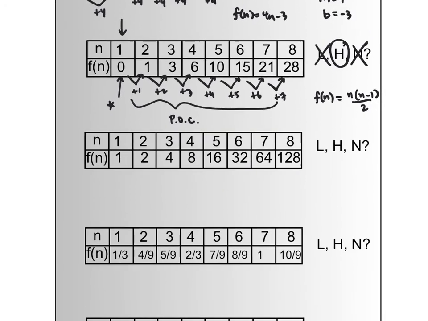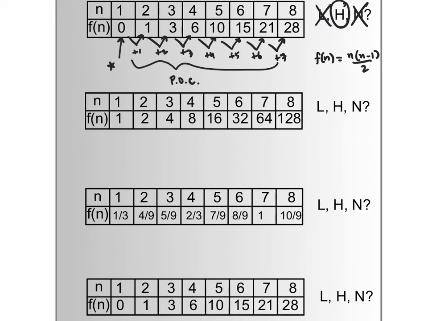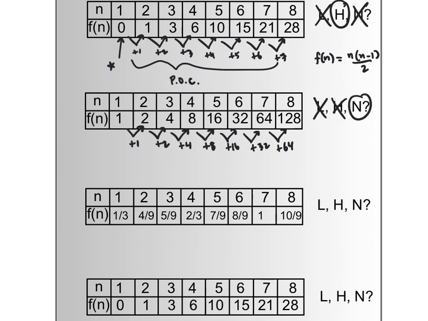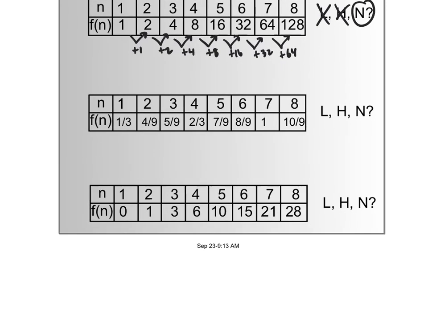Okay, let's look at a few more. Okay, in this case, I see a change by 1, and then a change by 2, and then a change by 4, and then a change by 8, then by 16, then by 32, and by 64. Okay, so this is definitely not linear. It is not handshake, therefore it would be neither. Okay, let's continue with the next example.